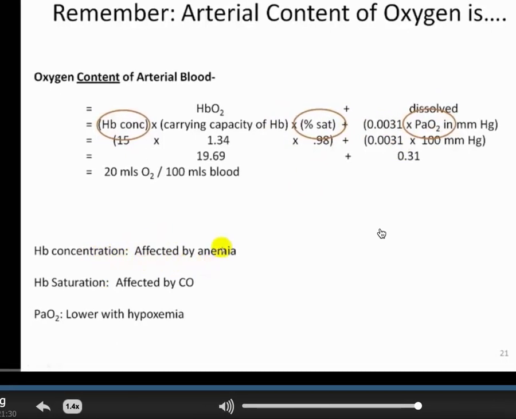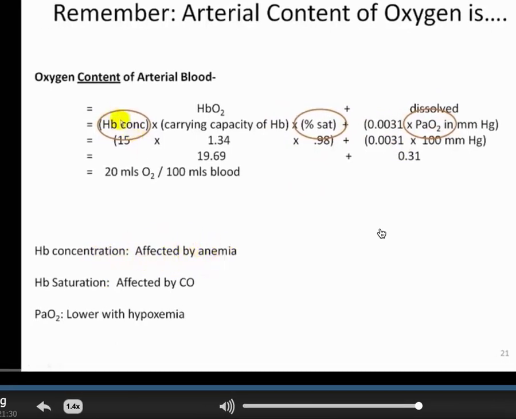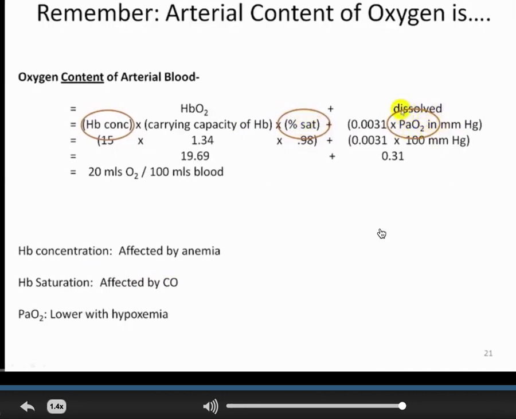Keep in mind, hemoglobin concentration can be affected by disease such as anemia. It can be reduced from 15 down to 10. The saturation can be affected by carbon monoxide. So saturation can come down to 65%, even in the face of a very, very high PaO2. Carbon monoxide has the ability to decrease and displace the saturation, even in the face of a high O2. And it can do that because its affinity for hemoglobin is so much greater than that of oxygen.